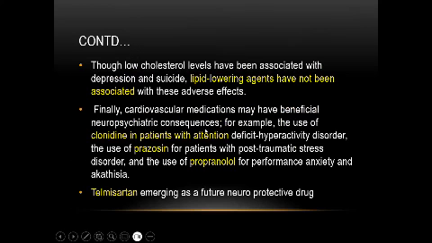is propranolol. Now, especially with depression and lipid-lowering agents, there is a lot of controversy that the statins are producing depression. It is no longer true. So in many patients, cardiovascular medications may have a beneficial effect on neuropsychiatric consequences.